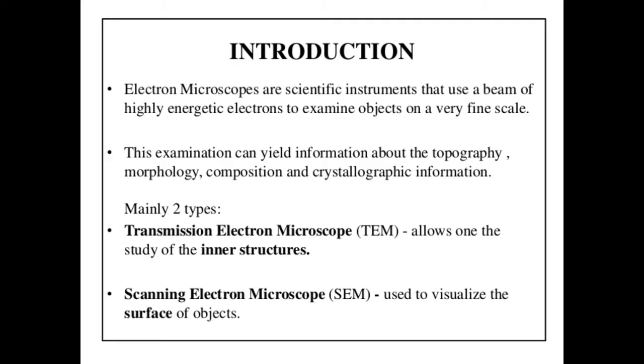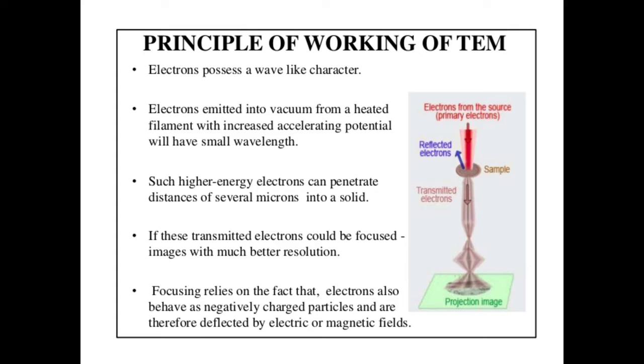And it has two types. One is the transmission electron microscope, another one is the scanning electron microscope. The TEM allows us to study the inner structure of a specimen or a material. The SEM is used to visualize the surface of objects.